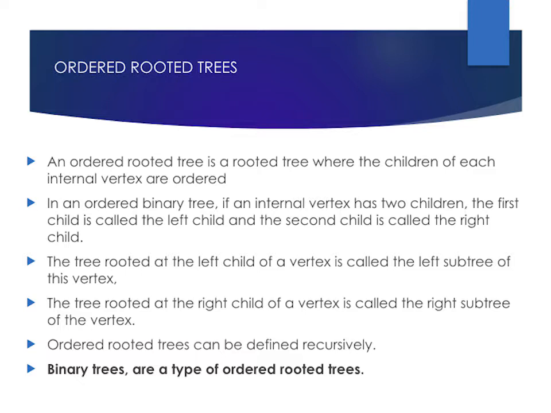The reader should note that for some applications, every vertex of a binary tree, other than the root, is designated as a right or left child of its parent. This is done even when some vertices have only one child. We will make such designations whenever it is necessary, but not otherwise. Ordered rooted trees can be defined recursively. Binary trees, a type of ordered rooted tree, as we are going to see in the following slides.